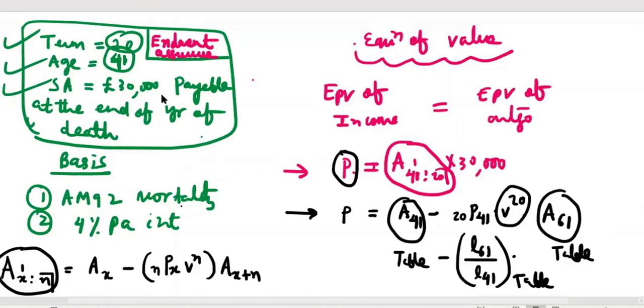Who can answer? First of all, let me clear this. And now it will be A4120. But there is no formula for AXN. There is a formula for AXN1. For term, there is a formula. For endowment, there is no formula. You have to see the table and find. Then how can you solve this problem?